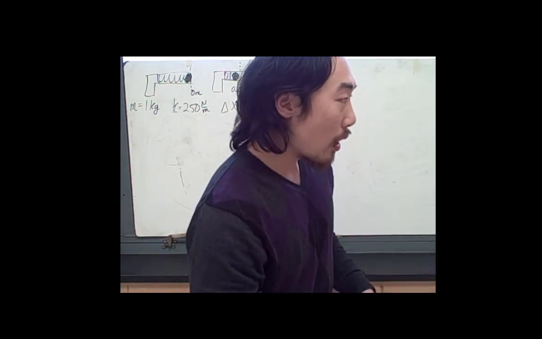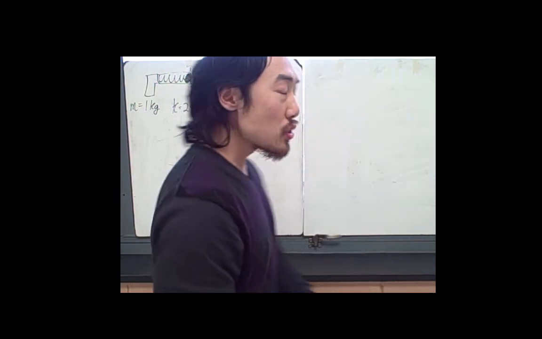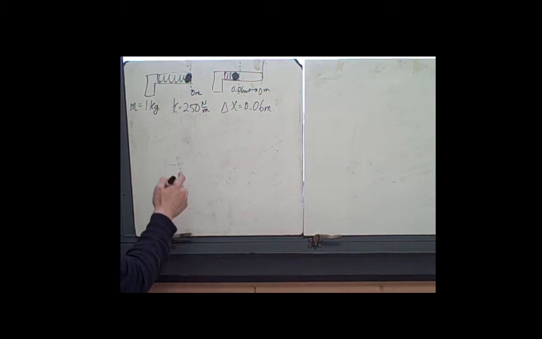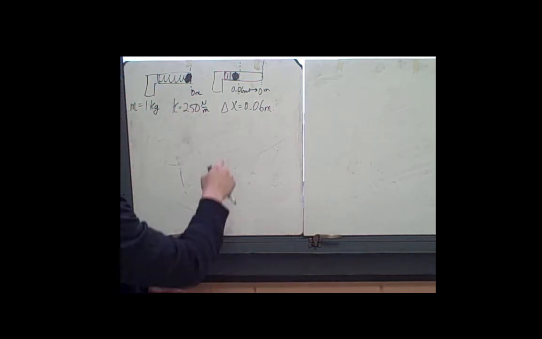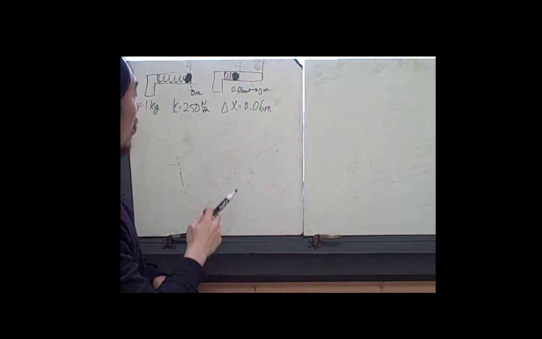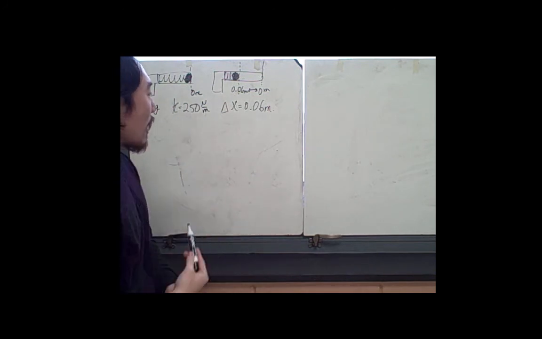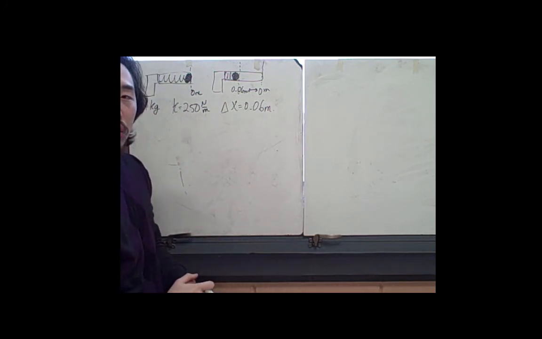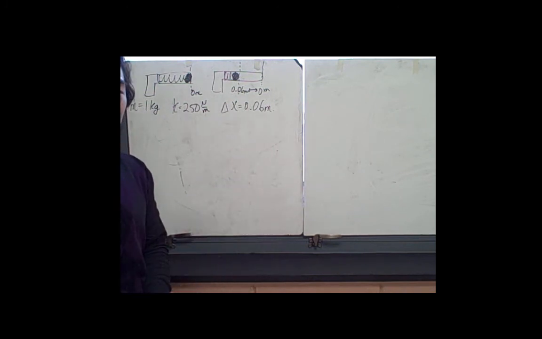Okay, so if you haven't already, go back in the video and copy down the original problem. We have a spring-loaded gun with a dart. I represented the dart as a circle and it's being compressed a total of 0.06 meters. The mass of the dart is 1 kilogram and the spring constant is 250 newtons per meter.